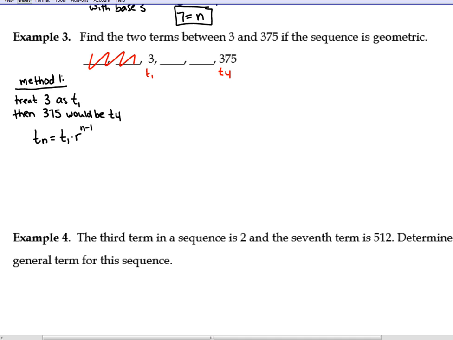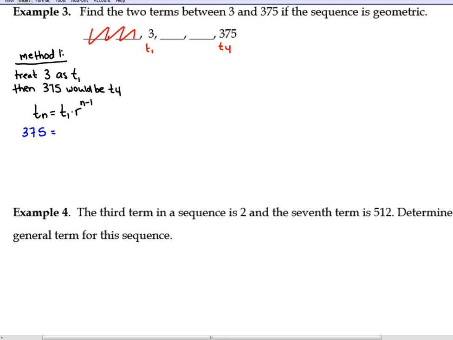So T of n equals term 1 times r to the power of n minus 1. So what do we know? What's T of n? What's my last term? 375 equals first term 3. Do we know our common ratio here? No, so that's going to stay as r. And what's n? What's our last term's n value? 4 minus 1.